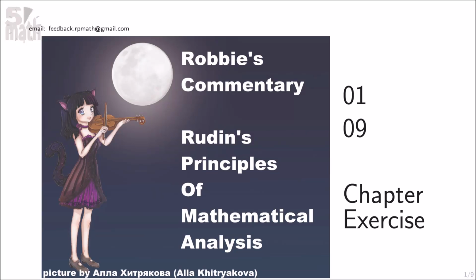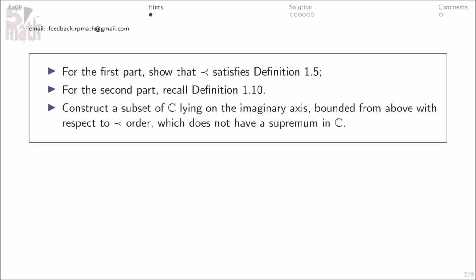Chapter 1, Exercise 9. For the first point, show that precedes satisfies definition 1.5. For the second point, recall definition 1.10. Construct a subset of complex numbers lying on the imaginary axis bounded from above with respect to the preceding order, which does not have a supremum in C.